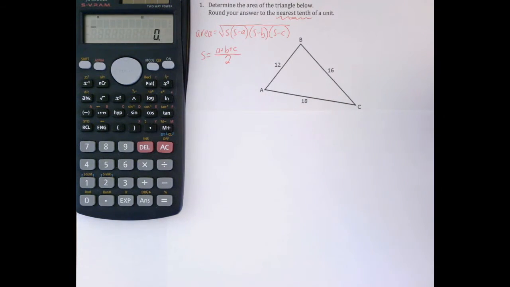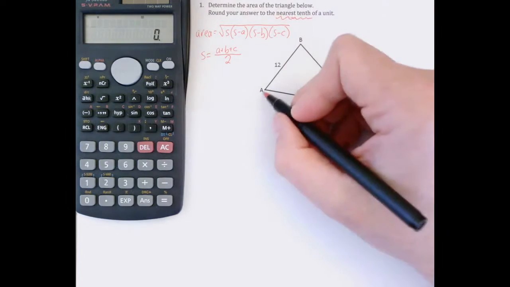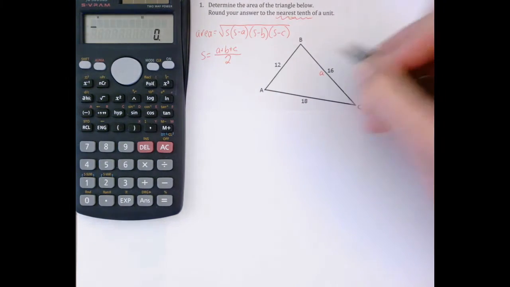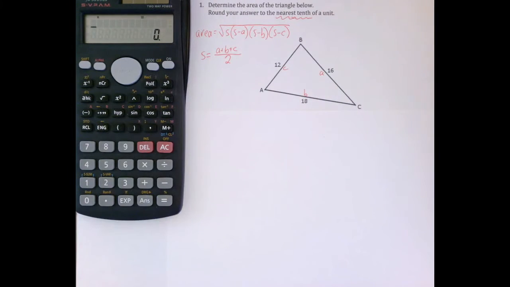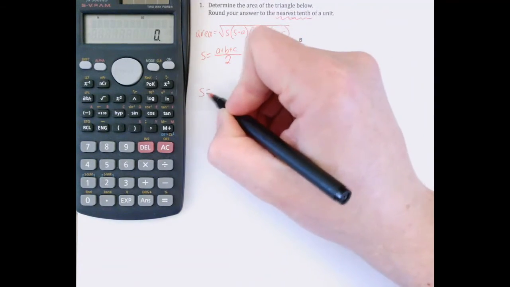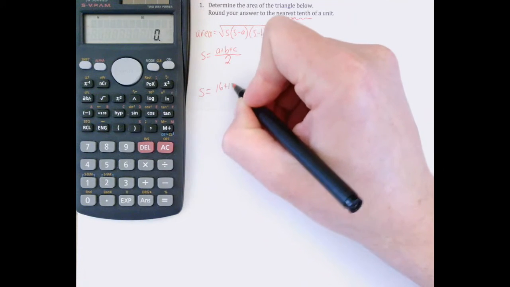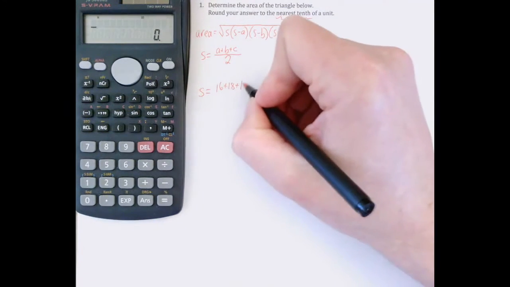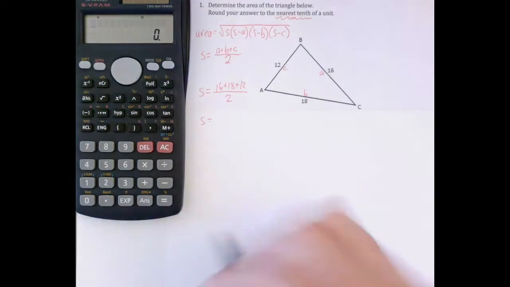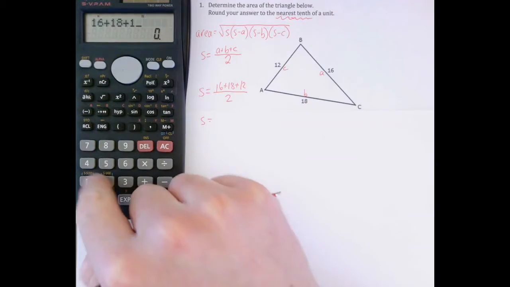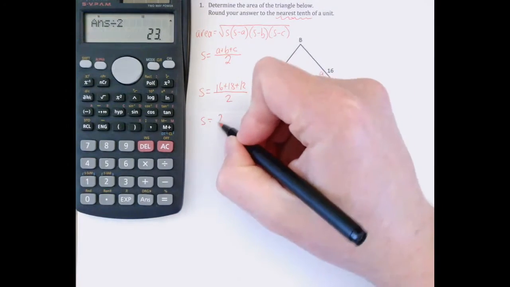So the first thing I'm going to do in this question is label the side lengths. Because the angles are already labeled, I'll do the side lengths properly. Across from angle A is side length A, across from angle B, side length B, and across from angle C, side length C. So here I'll calculate what S is: A plus B plus C divided by 2, that would be 16 plus 18 plus 12, all divided by 2. So I'll do 16 plus 18 plus 12, hit equals, and then divide by 2, and I get 23 as my S value here.